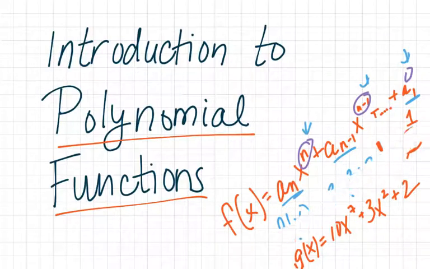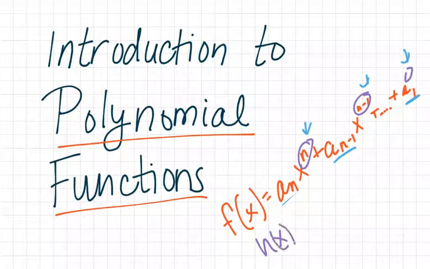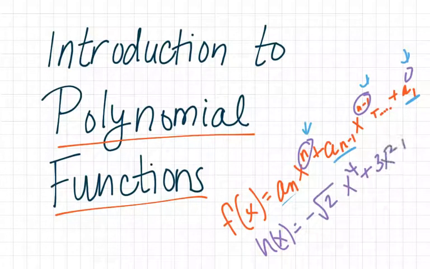We could also have, let's make up another one, h of x equals negative square root of 2 x to the 4th plus 3x squared plus 1/2. This is also a polynomial function. The coefficients are real numbers. The powers on the x terms are positive integers. So these examples all satisfy the definition of what is a polynomial function.